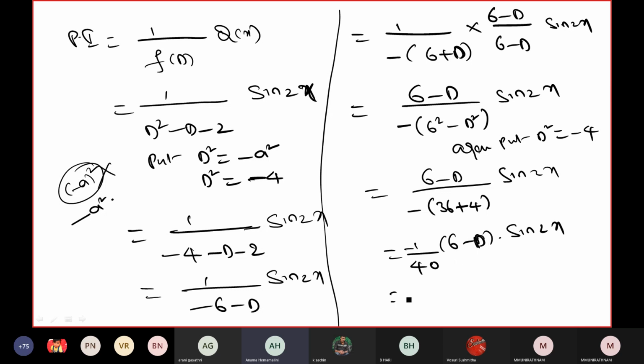So look, 6 into sin 2x is 6 sin 2x. D of sin 2x means derivative of sin 2x. Minus cos 2x. Derivative of sin is cos 2x into 2, right? Into 2. Okay na? So this is what my pi.